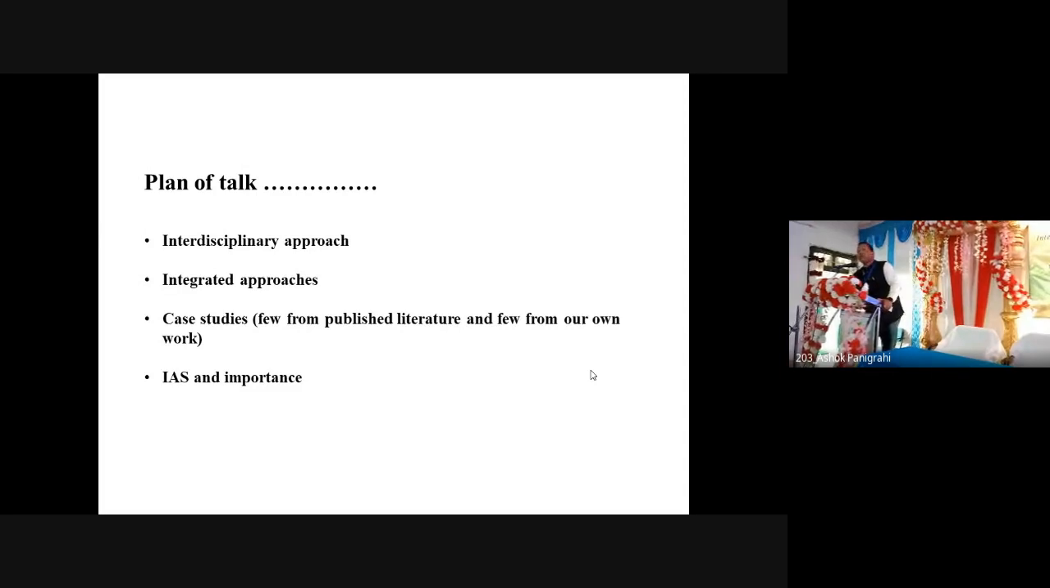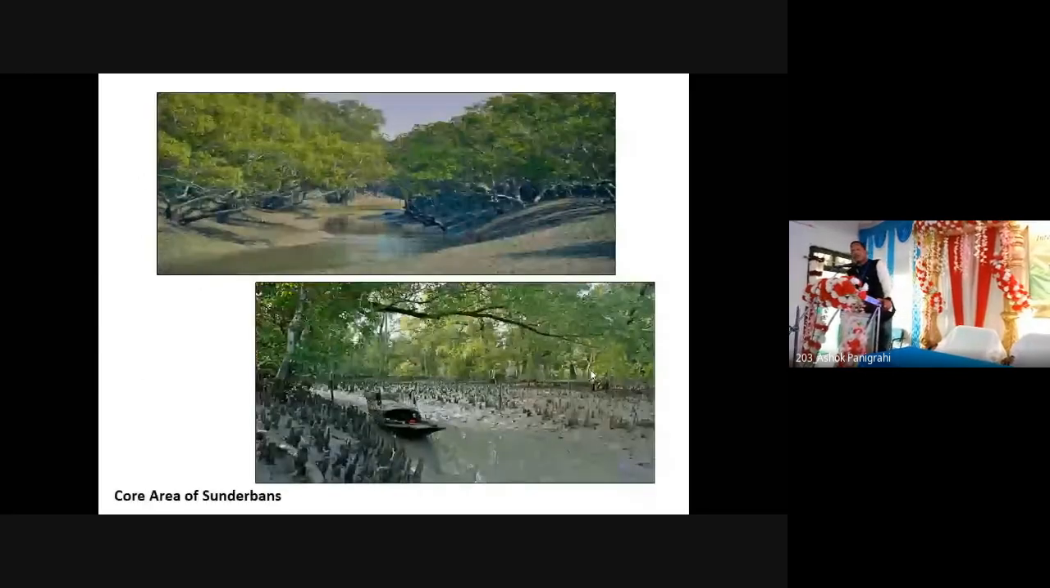So I started my journey from Sundarban. I spent more than 90 days inside Sundarban. And this core area of Sundarban is like a heaven. Only lucky people can go, because I was at ZSI. I got an opportunity to spend more than 90 days inside Sundarban.